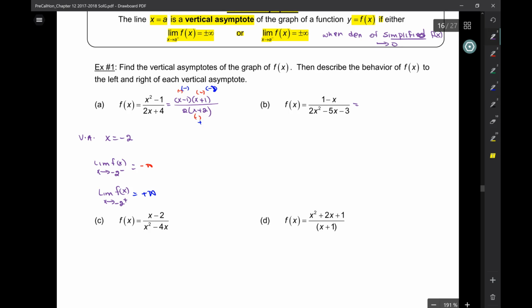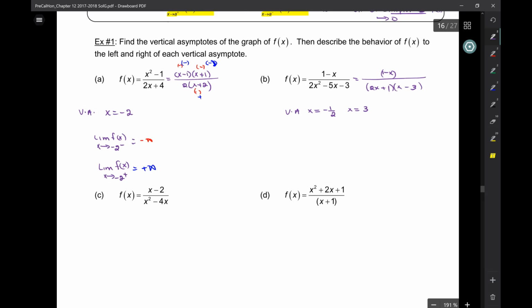Okay, so here we have, if we factor this, 1 minus x over 2x and x, and here we're going to get a negative 3 and a positive 1. So we have vertical asymptotes at x equals negative 1/2 and x equals 3. Okay, so what's happening? The limit of f of x as x approaches negative 1/2 from the negative side, and the limit of f of x as x approaches negative 1/2 from the positive side.